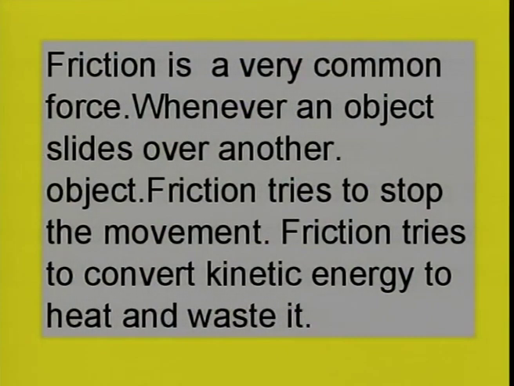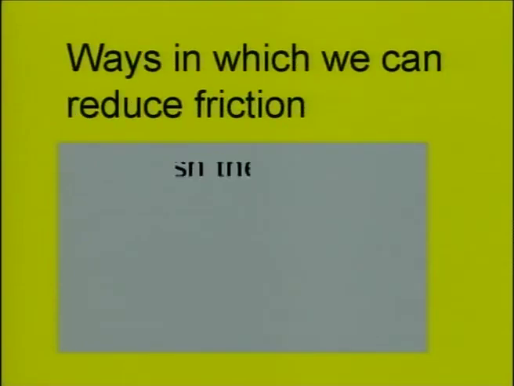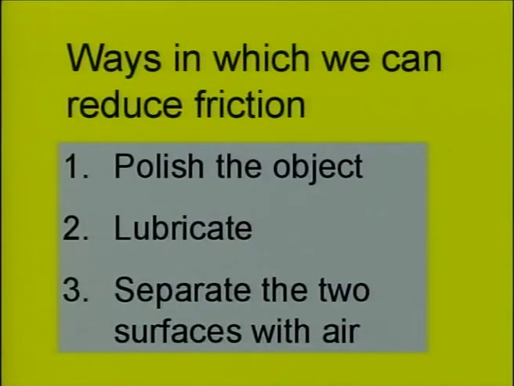You're finished now, right? Okay, we'll go on to the next piece of information. There are lots of ways in which we can reduce friction. The first one is to polish the object. Number 2 is to lubricate it. The third one is to separate the 2 surfaces with air. I will give you the next 2 later on. Quickly have this one done.